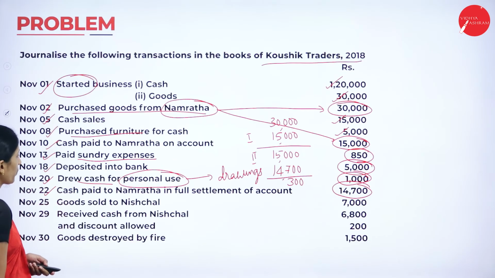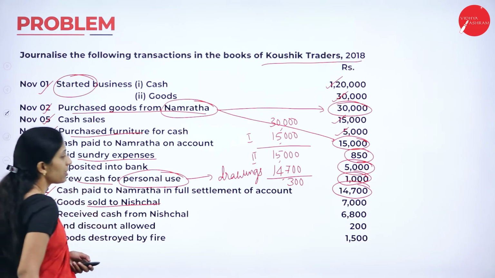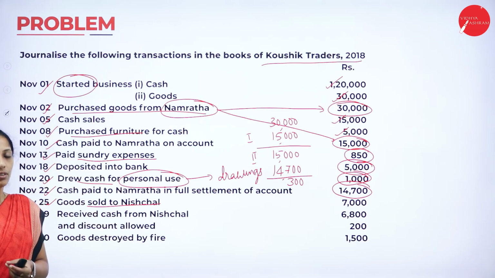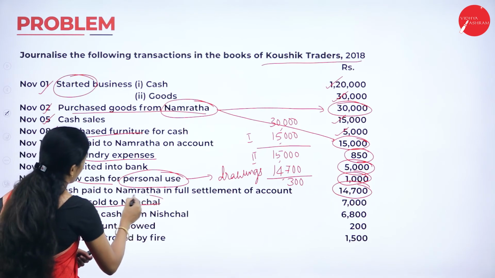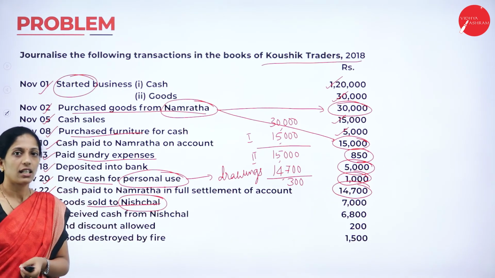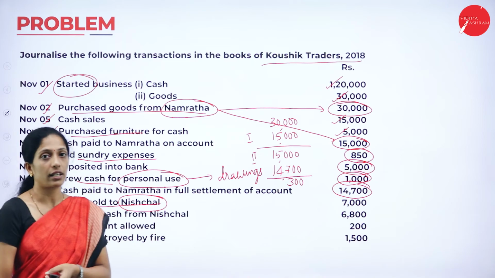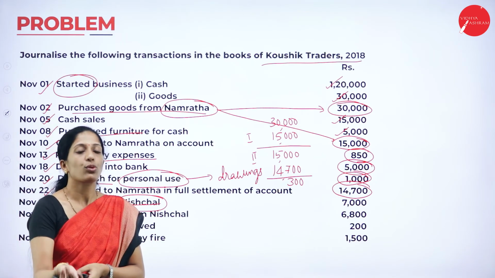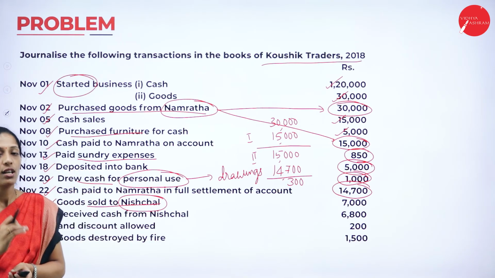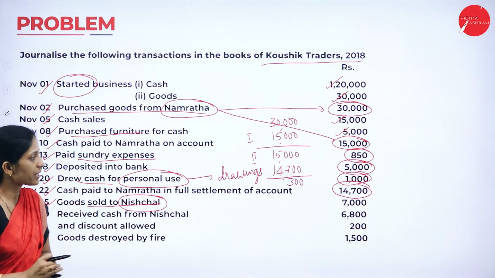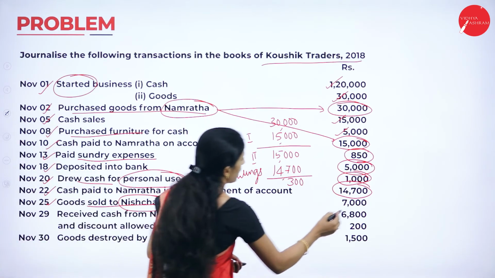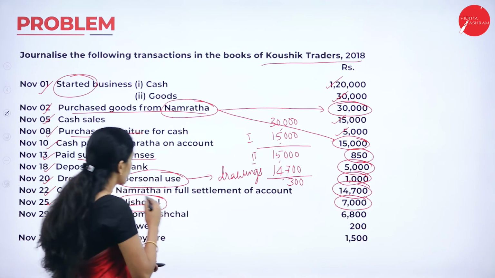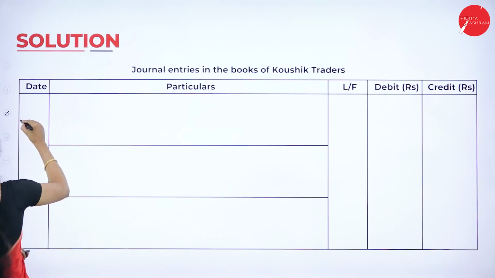Next one, after 22nd, 25th. Goods sold to Nischal. Here they have not told whether we have sold on cash basis. They have given the name of the person, which means we have sold on credit basis. So what is the entry? Who is receiving the goods? Nischal. So Nischal's account debit to sales account. And what is the amount? 7,000. What is the date? 25th.